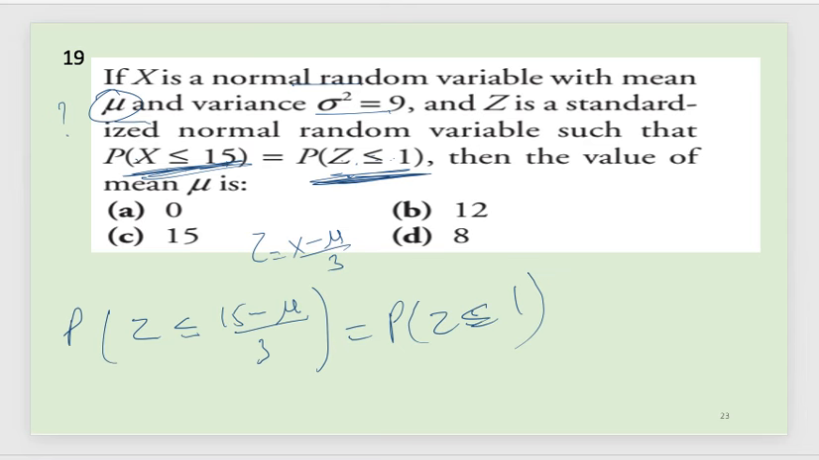So how can we compare it? Both are exactly the same, so this value must be matching with that one. When we simplify it, we get 15 minus mu must be equal to 3. That means mu is equal to 12.